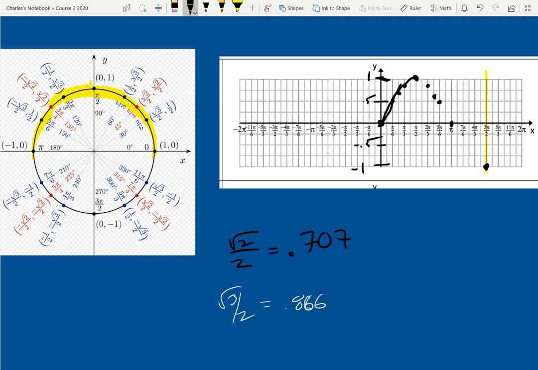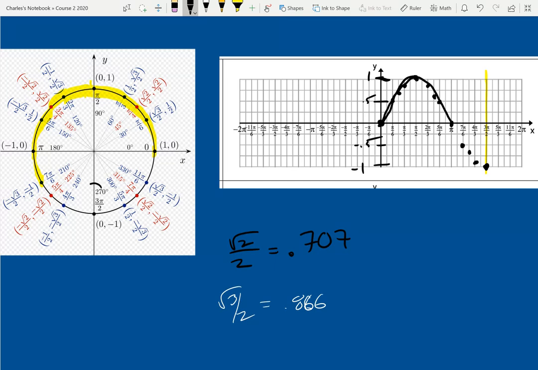So I went up and I went down, and now I'm going down further. And you can kind of start to see the pattern. So now I'm at negative 1/2 at 7 pi over 6. Then I'm at 5 pi over 4, and I'm at negative 0.707. And then at 4 pi over 3, I'm at negative root 3 over 2.